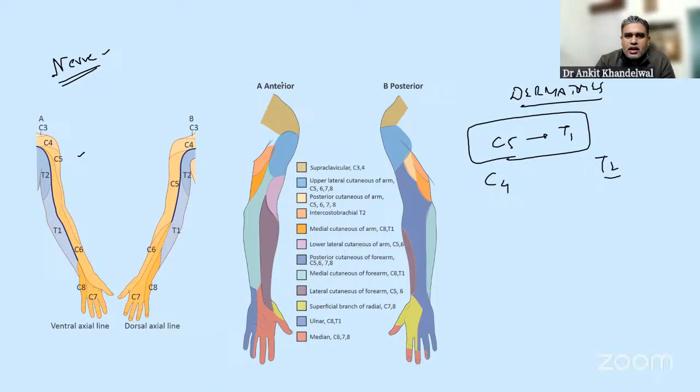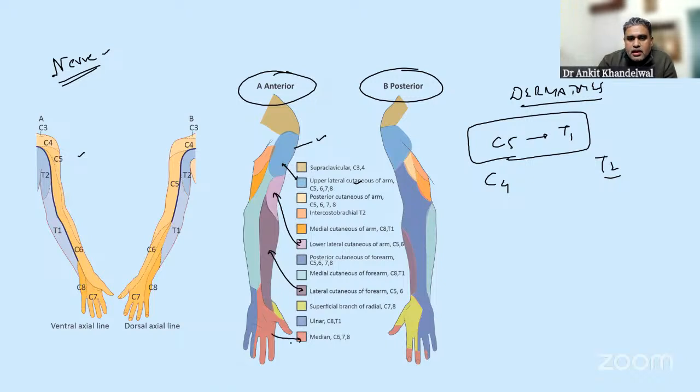Let's look at the anterior view and the posterior view and look at all these shadings. Here we need to know something. This is the upper lateral cutaneous nerve of arm. Look at the color matching. Then we have the lower lateral cutaneous nerve of arm here, and we have the lateral cutaneous nerve of forearm over here. These three color matchings are important. We have the median nerve, that is also important, and the ulnar nerve, that is also important.